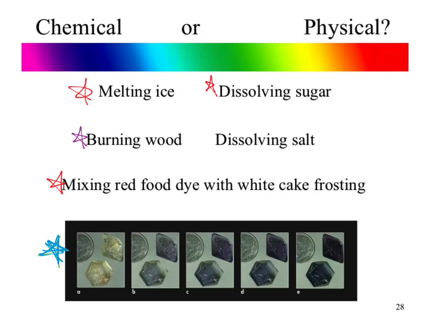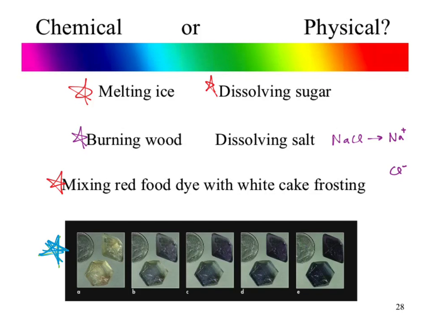What's happening when we dissolve salt? What is salt? Sodium chloride. When I add sodium chloride to water, what happens? We get ions, sodium ion and chloride ions. What happened to the ionic bond connecting the sodium and the chloride? It broke. Did you break a chemical bond? Yes, which means dissolving salt is chemical. Is it easily reversible? Yes, which would suggest that it's physical.